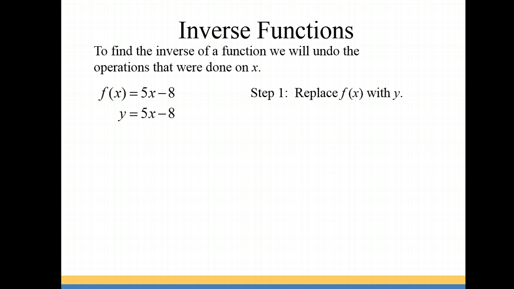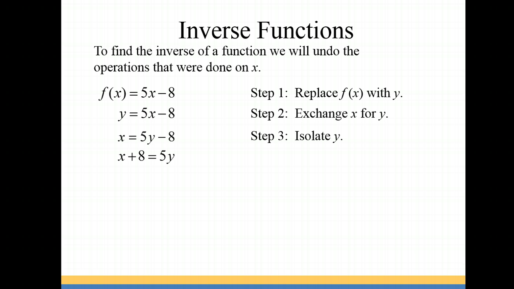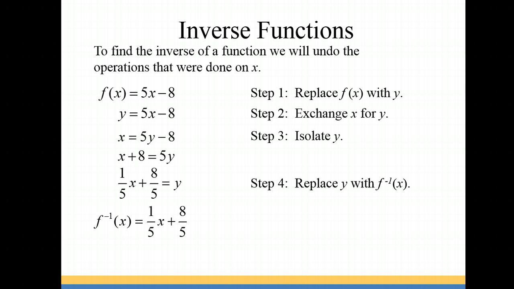You simply are going to exchange x for y and then isolate y. So we're going to start by letting f of x equal y, and then replace x with y. And now we're going to isolate y. So I added 8 to both sides, and now I'm going to divide by 5. So I have 1/5 x plus 8/5 is equal to y, which is going to be the inverse function. So I'm going to replace y with f to the negative 1 of x.